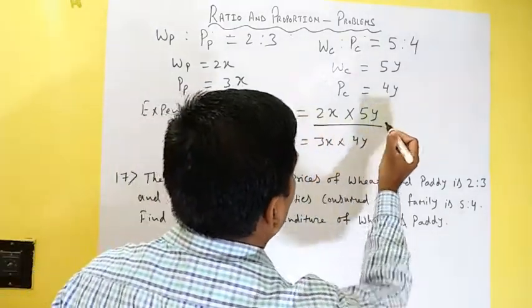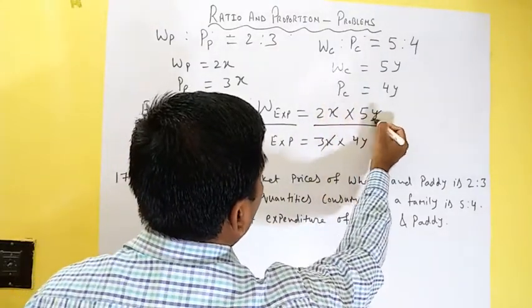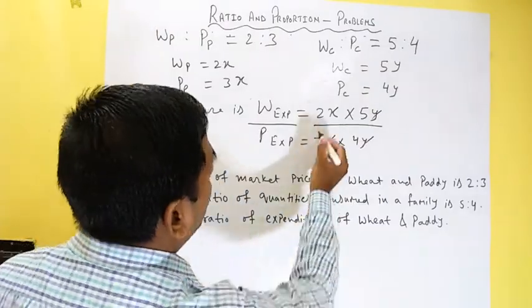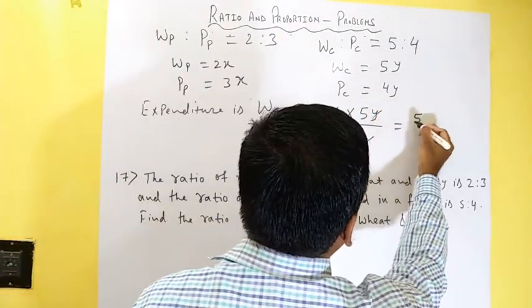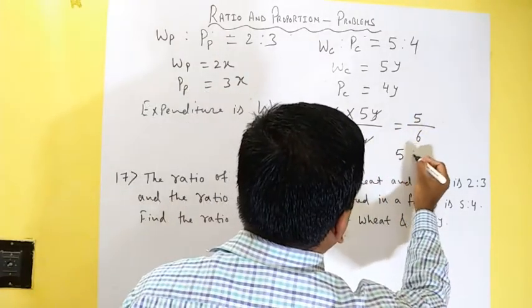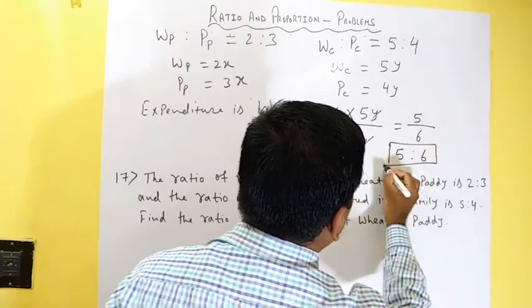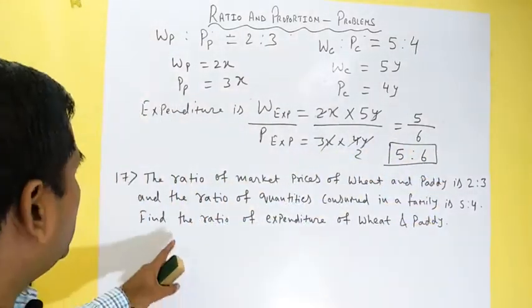Now, this is all in multiplication, so we can cancel x, we can cancel y also, and with 2 we can cancel this 4. So here only 5 is left, here 3 2s are 6. So the ratio of expenditure of wheat and paddy is 5:6. This is the answer, friends.